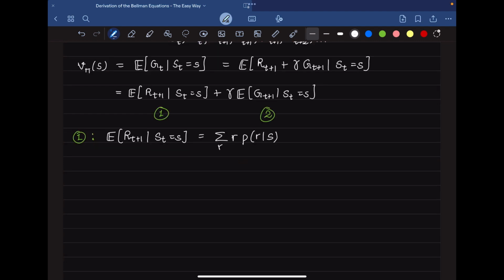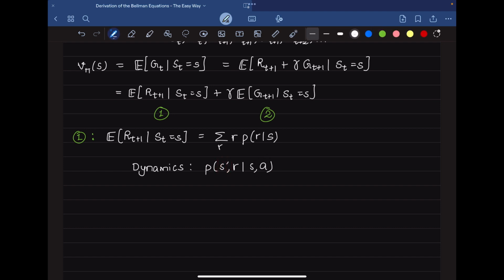And now we can clearly see that this P of R given S is not known to us, because the only thing known to us about our environment is the dynamics function, and that dynamics function can be given as the probability of landing in the state S prime and getting reward R, given that I was in the state S and I took the action A. So I need to somehow incorporate this action I take in the time step t, and this next state I land into in this as well.